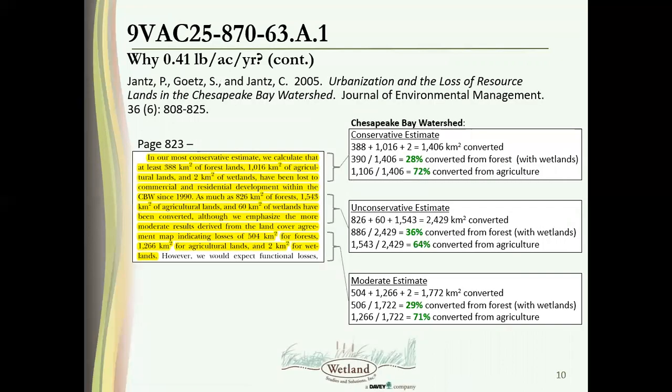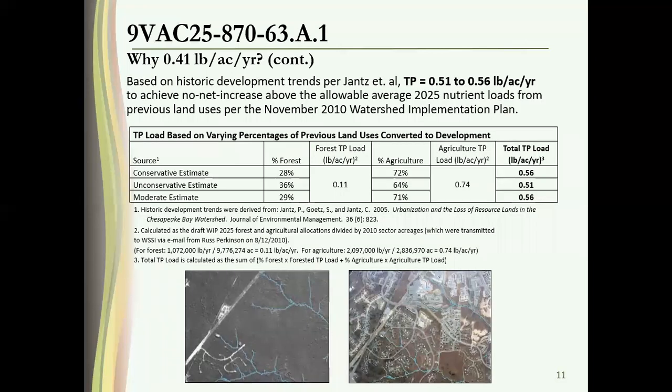There was another study, however, that was looking at the amount of land that has been converted historically, particularly in the state of Maryland. And you can see they had conservative, unconservative, and moderate estimates. So this is the extreme on one end, this is the extreme on the other end, and here's somewhere kind of wishy-washy in the middle. So based on those numbers, we get a forest load of about 0.11 and an agricultural load of about 0.74.